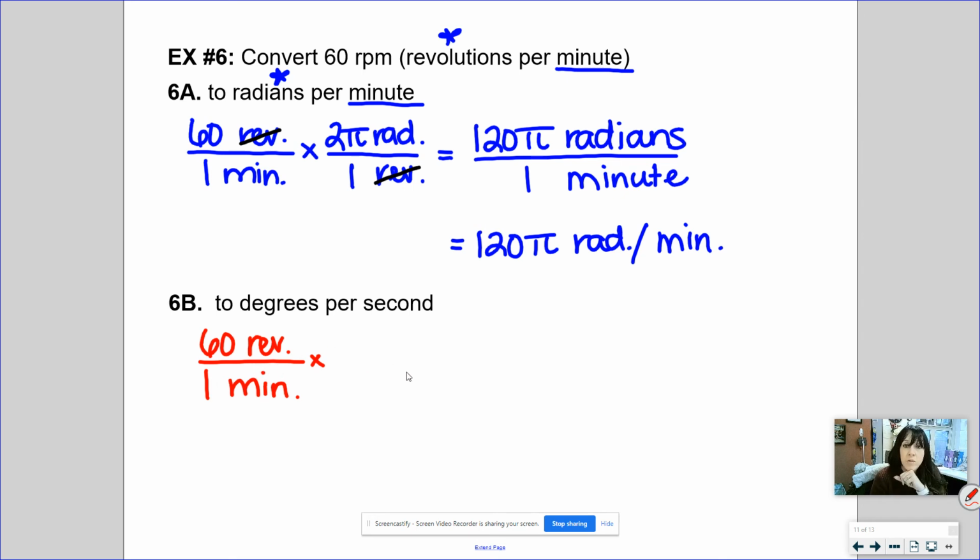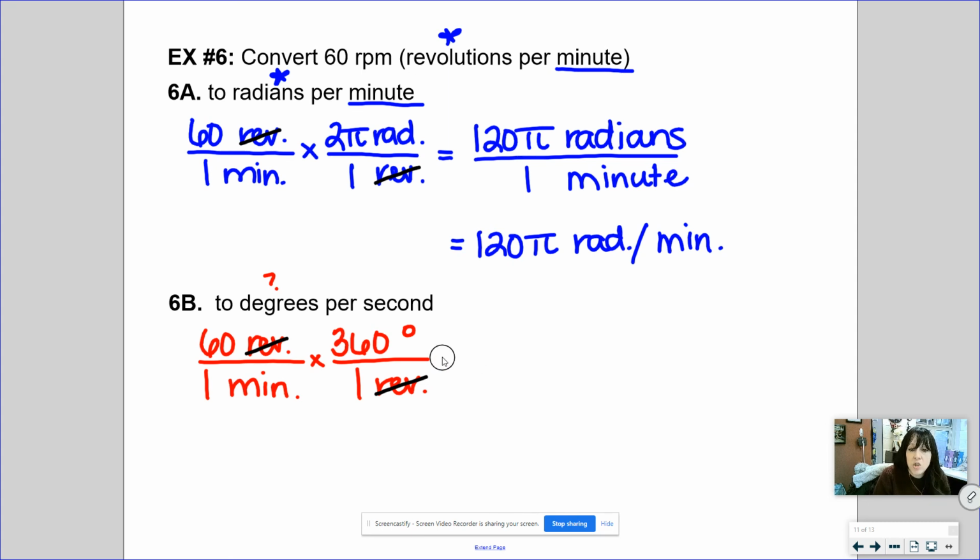So I'm going to start with the revolution part because we kind of already did that before. So think again about 1 revolution. How could I relate 1 revolution to degrees? Well, 1 revolution is equal to 360 degrees, right? So that's going to be the ratio that we use there. And I like to go ahead and cancel the units so I have a better idea of where I'm at. So right now, if I had an answer, my answer would be in degrees per minute.